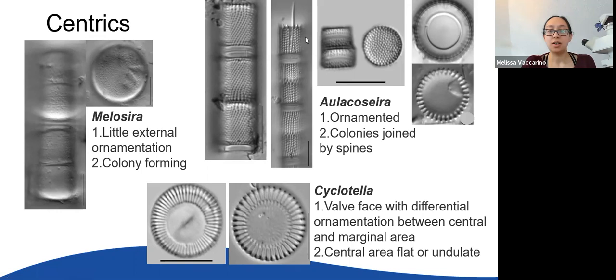And then Cyclotella, this one has the valve face with a differential ornamentation between a central and marginal area. And the central area may be flat or undulate. And you may want to be a little careful here because you can see that the girdle view in some Melosira may, to an untrained eye, appear as though they might be Cyclotella. So you want to look around the slide if it's quite abundant and see if you can make this distinction.